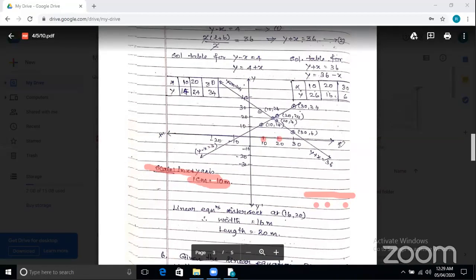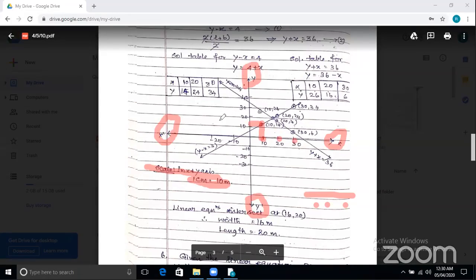These are all the important things: marking x-axis, x dash, y-axis, y dash. They are all important. Then plotting 10, 14. This is 10, and 14 is somewhere here. In the full graph, you can take 2, 2 or 3, 3 or 5, 5.